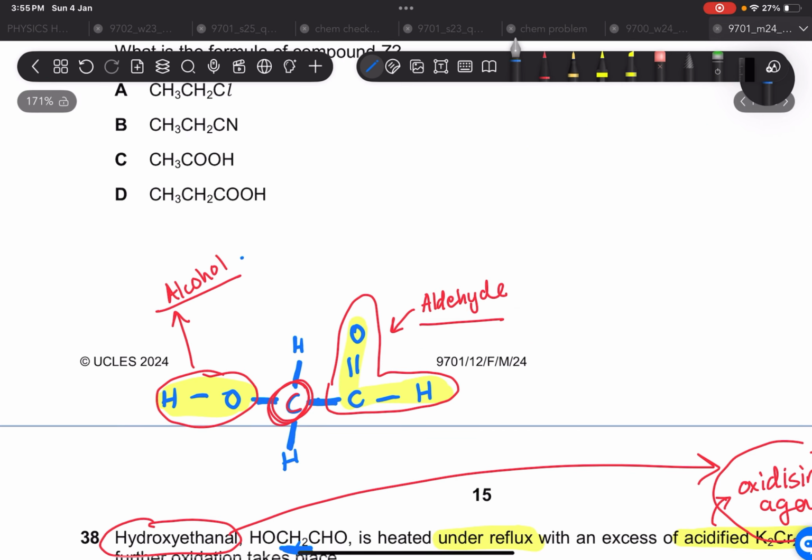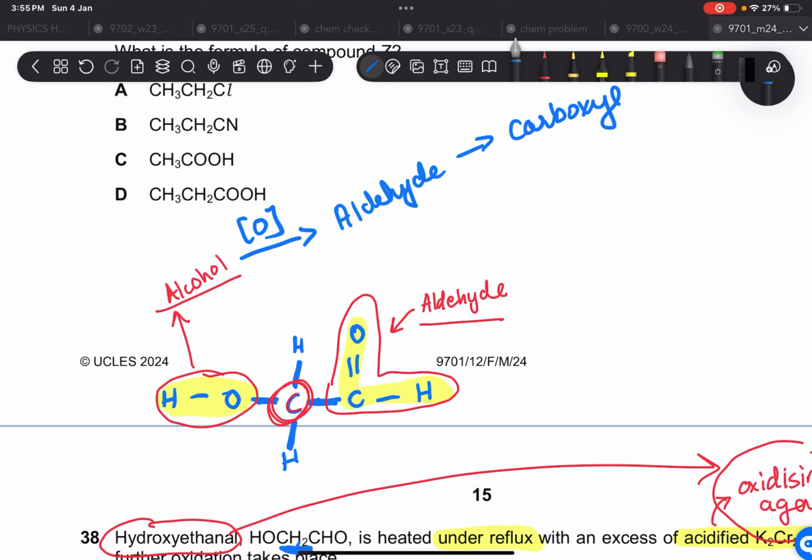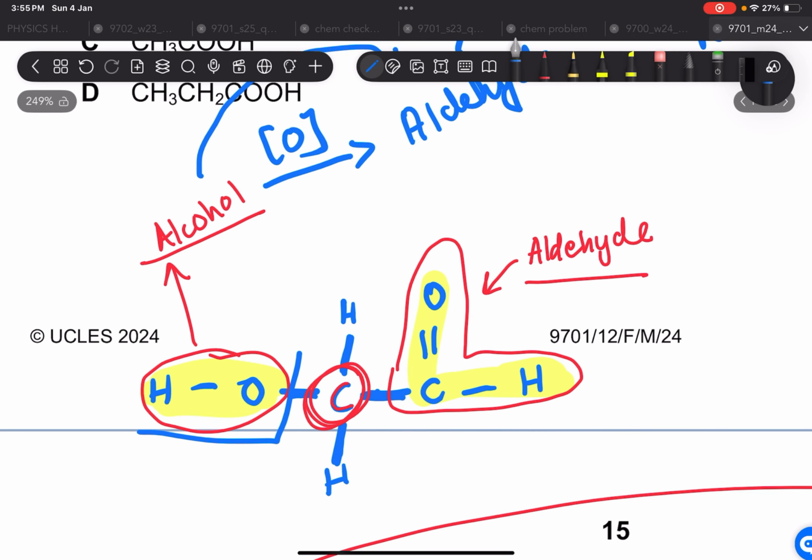So what's happening is this primary alcohol is being oxidized. So what are you going to form? First you're going to form an aldehyde, and then you're going to form a carboxylic acid. So that happens when you oxidize the primary alcohol. First it gets oxidized to an aldehyde and then into a carboxylic acid. So over here we're going to form a carboxylic acid.